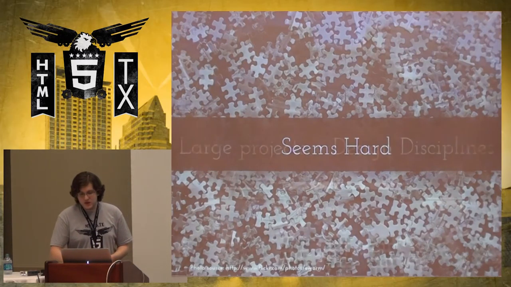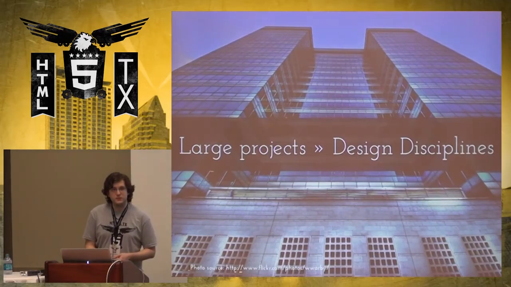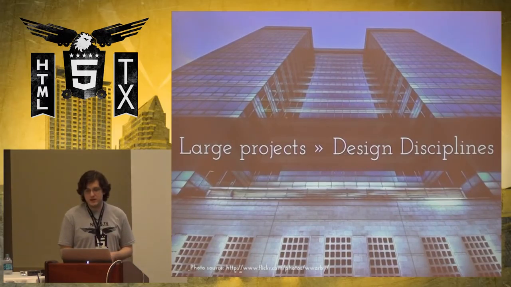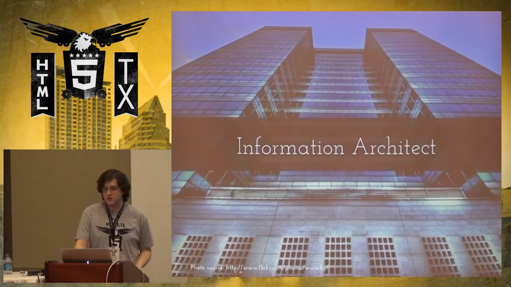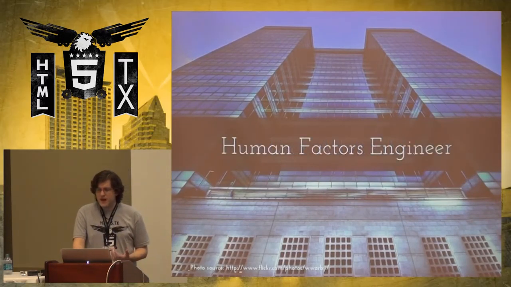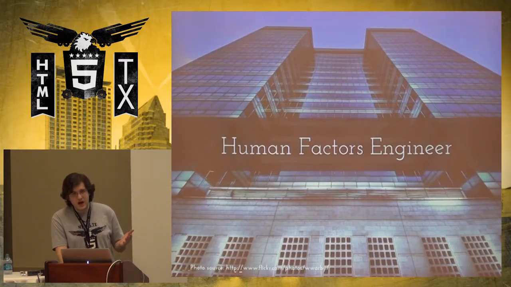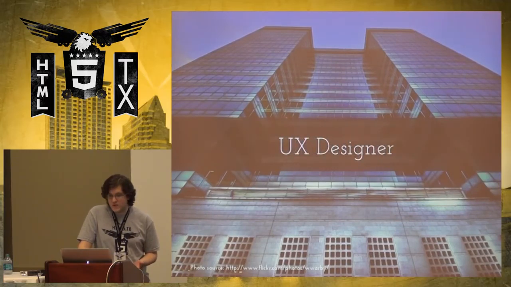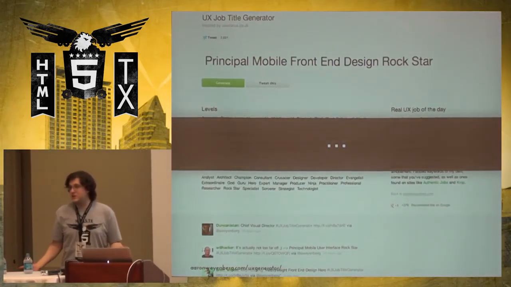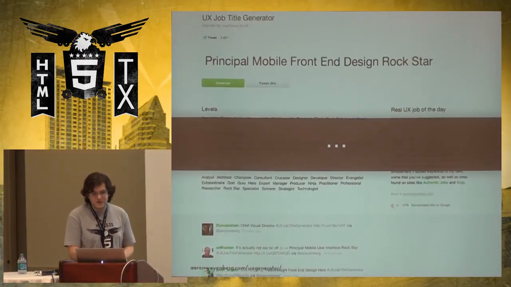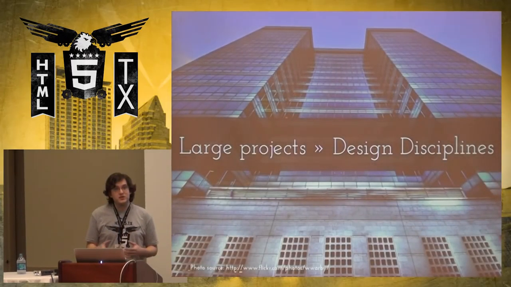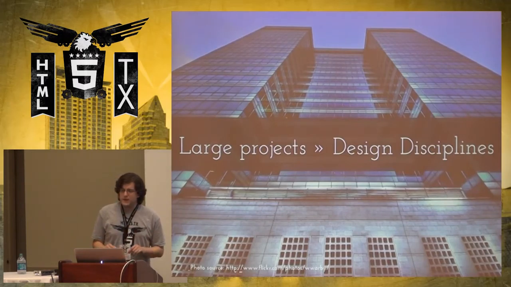So if you look at some really large projects, you'll find people that belong to different design disciplines that help with this particular process. And so here you'll hear job titles like information architect, or user advocate, or human factors engineer. And then you get the designers of every possible variety. There's visual designers, there's UI designers, there's UX designers. There's so many different job titles that there's actually a job title generator that you can go online and just say, give me what my job title should be. And it'll come up with a really nice one like Principal Mobile Front-End Design Rockstar. And so these large projects have all these different disciplines working together so that they can achieve what they call usability.